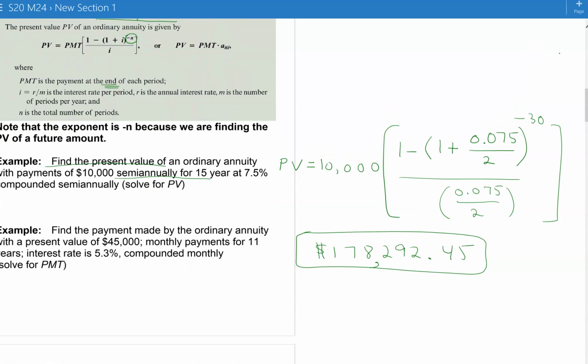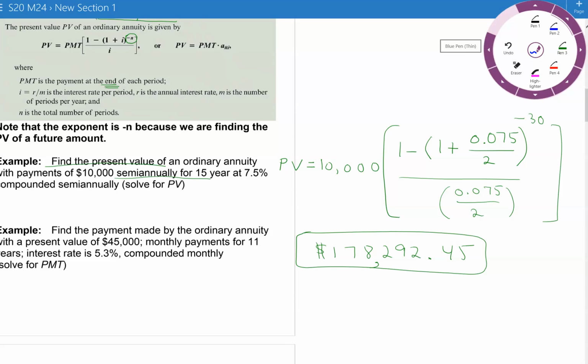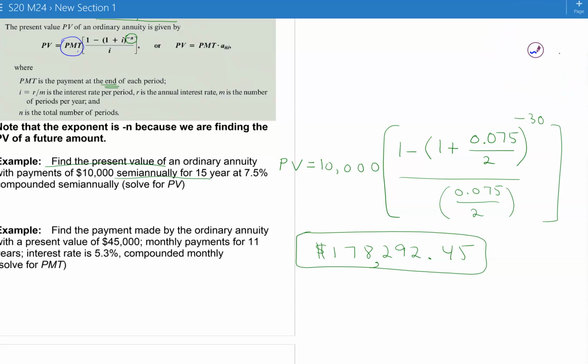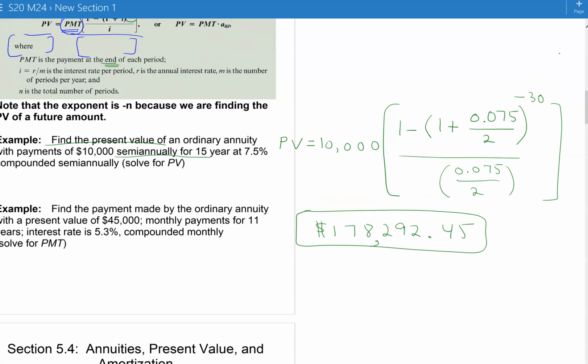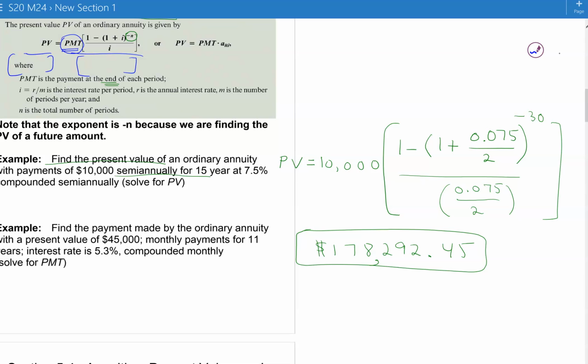We can also solve this equation for payment by dividing by this amount in the big square brackets. So let's write the formula the same way and just solve for the opposite amount. I want to find the present value. Whoops, find the payment made, sorry. The present value is $45,000. We want to find the payment amount.